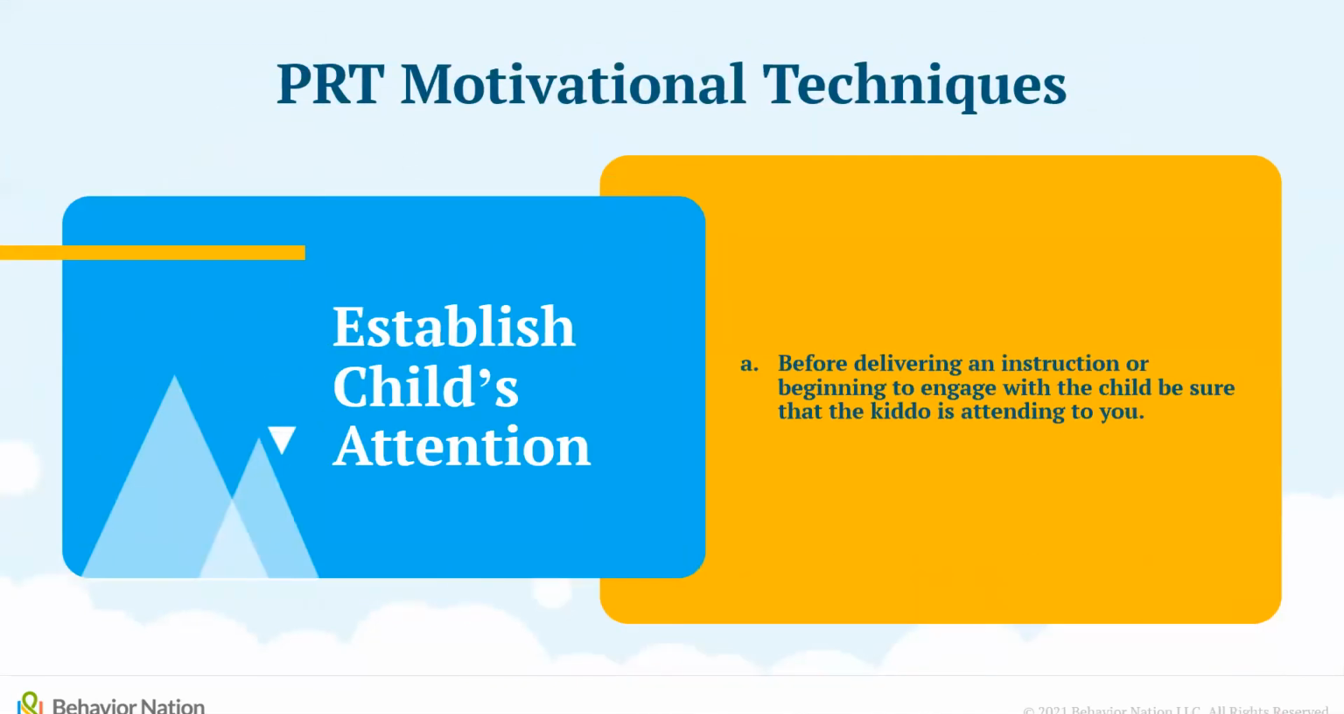All right, let's dive in. The first step you need to do is to establish your kiddo's attention. So before you start delivering an instruction, playing with them, or working on any skill, you have to be sure that they are attending to you. Some ways you could do this is by calling their name, gently touching their arm to let them know that you're nearby, letting them know, hey, I need to tell you something. If your kiddo has a hard time attending to you, move distracting items out of the way and get closer to your child so that they can better focus on you.